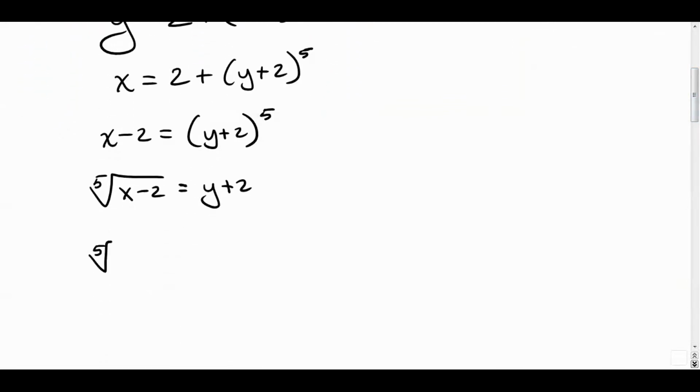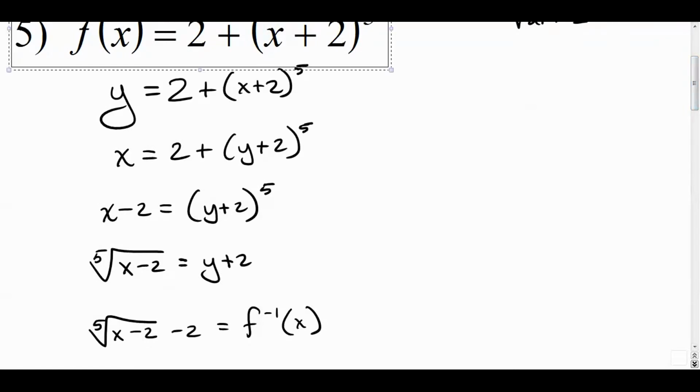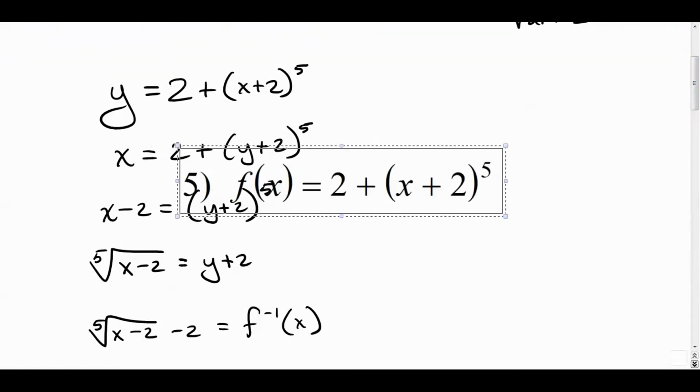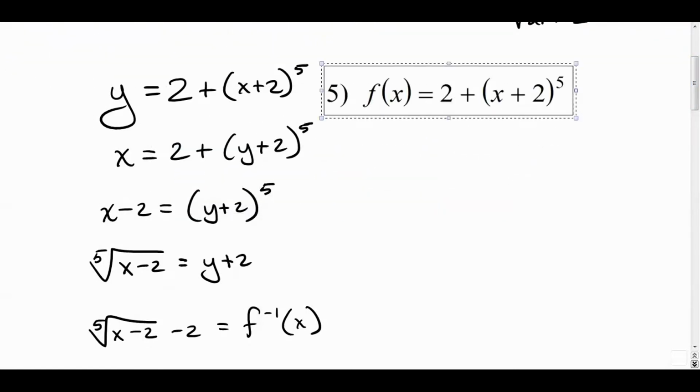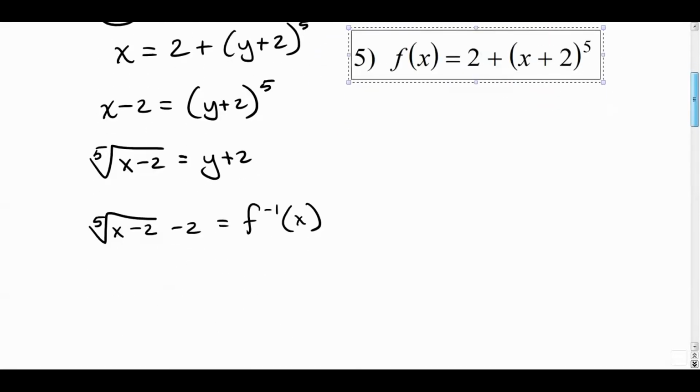So we have the 5th root of x minus 2 is equal to y. We don't want to write y though. This is our inverse. That is our inverse right there. And to make sure that that is actually accurate, we have a couple different options. I'll go through both of these options for the first example, but probably not the second one. I'll go a little bit faster for those.